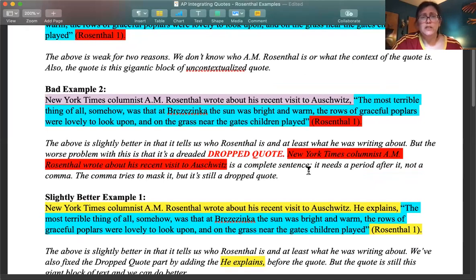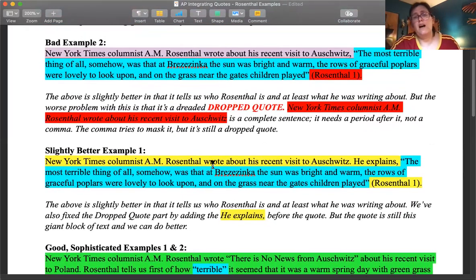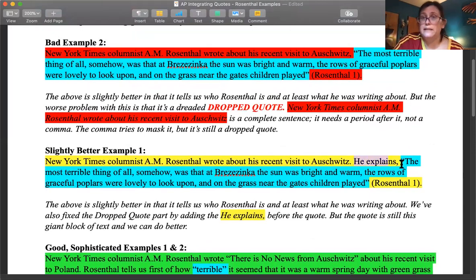All right, so here's one that's slightly better. New York Times columnist A.M. Rosenthal wrote about his recent visit to Auschwitz. He explains, and then our quote. Now, this one does what the last one did well, which is contextualizing the quote, but it's also no longer dropped because we've added this little tag.